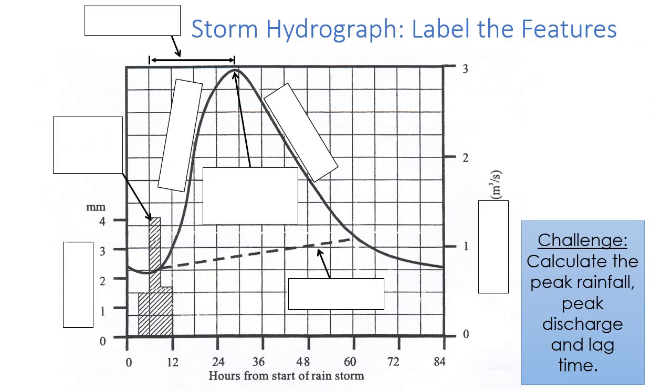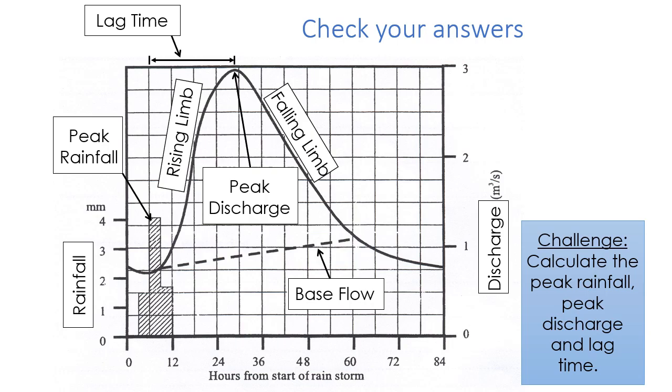Okay, so again, say you had this, and hopefully you've got this correctly labelled. You'll notice that that is measured in millimeters, and that's going to be precipitation. This one over here is going to be peak rainfall. That's the rising limb, the falling limb. We've got a peak discharge. We've got base flow. We'll have discharge, or Qmax, meters cubed per second, and we've got the lag time. So again, hopefully you've got that all labelled. And in fact, there you go, you've got the labels.